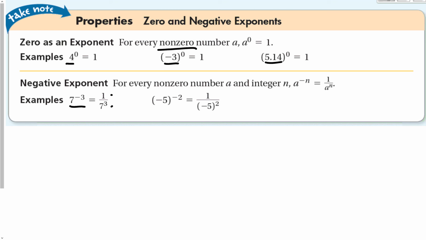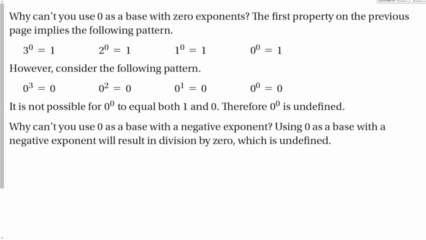And the way we do that is we move it from the numerator to the denominator, or vice versa, from the denominator to the numerator. And that changes the sign of the exponent. It does not change the sign of the number, still negative 5, except now it's raised to a positive 2 when you move it to the denominator of a fraction. Okay. Now, notice that both of these say non-zero numbers, which is important.